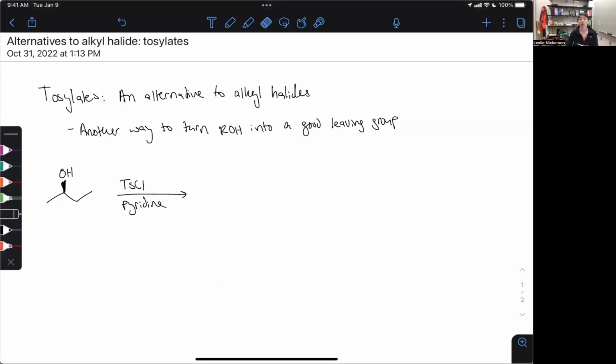Hi everybody, I'm going to talk about tosylates in this video. So tosylates are just another way to turn alcohol into a good leaving group, really. So we're just looking at these as an alternative to alkyl halides.